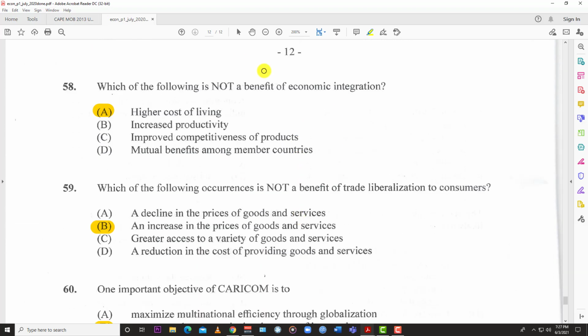58. Which of the following is not a benefit of economic integration? And so the only thing here that is not a benefit is higher cost of living. There's no way, shape, or form that could be a benefit for anything. Higher cost of living. Increased productivity, that's a good thing. Improve competitiveness of products, that's a good thing. Mutual benefit among member countries, that's a good thing. So the answer is A, higher cost of living.